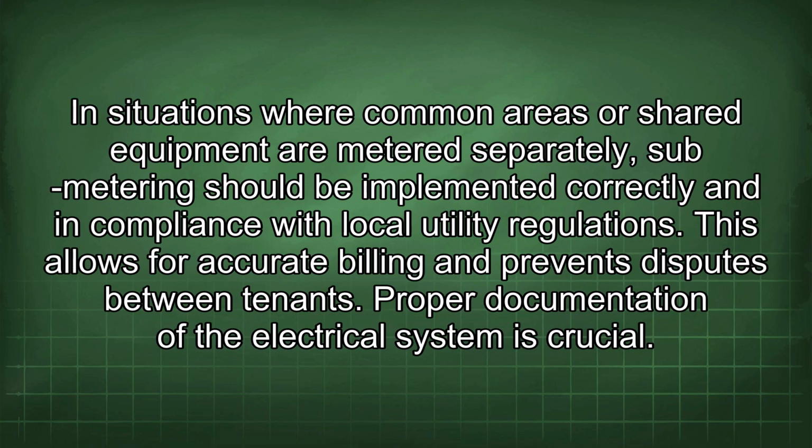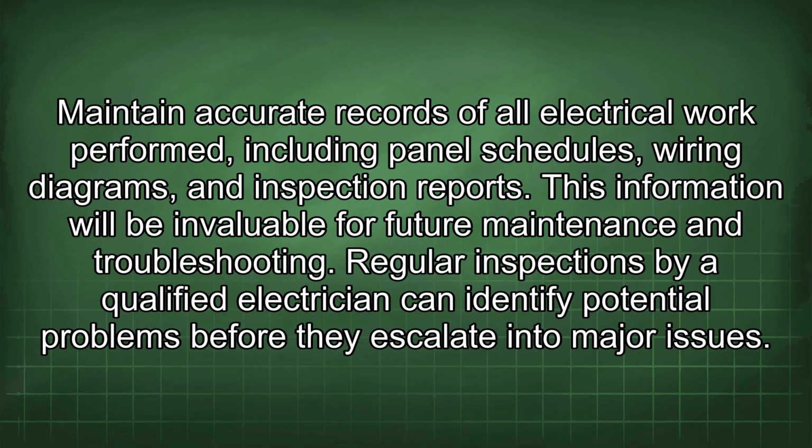In situations where common areas or shared equipment are metered separately, sub-metering should be implemented correctly and in compliance with local utility regulations. This allows for accurate billing and prevents disputes between tenants. Proper documentation of the electrical system is crucial. Maintain accurate records of all electrical work performed, including panel schedules, wiring diagrams, and inspection reports. This information will be invaluable for future maintenance and troubleshooting.